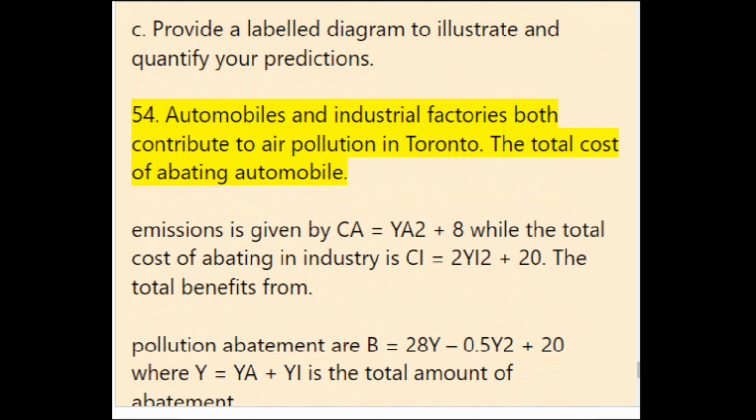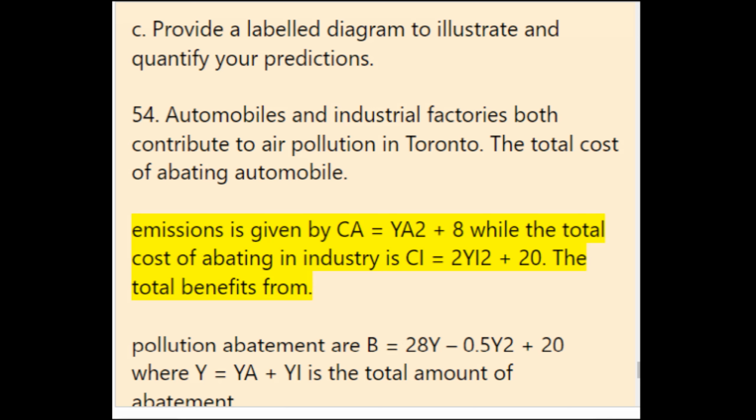54. Automobiles and industrial factories both contribute to air pollution in Toronto. The total cost of abating automobile emissions is given by CA equals YA squared plus 8, while the total cost of abating in industry is CI equals 2YI squared plus 20.